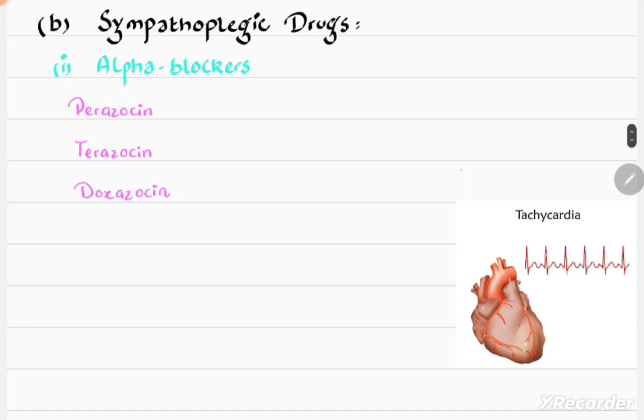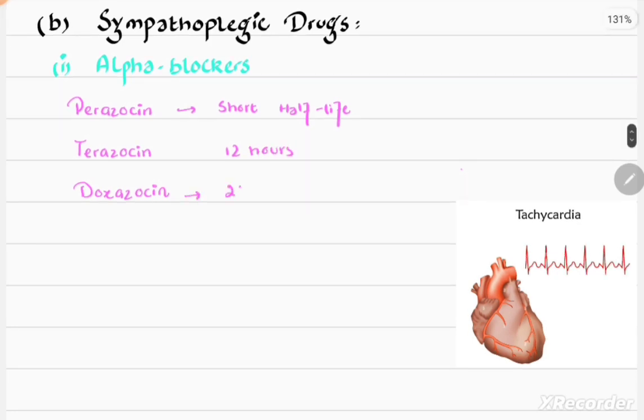It has the shortest half-life as compared to all the other members of this class. Terazosin has an intermediate half-life of around 12 hours, whereas doxazosin is the longest acting and has a half-life of around 24 hours. So it is given once daily, and they may cause postural hypotension. So we start with a very small first dose, and the first dose has to be administered at bedtime in order to reduce the orthostatic hypotension that is commonly seen with these drugs.